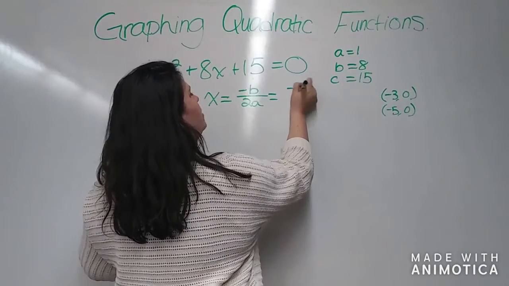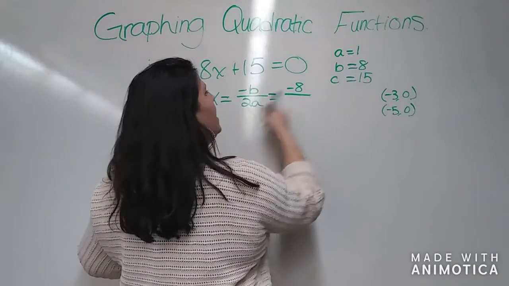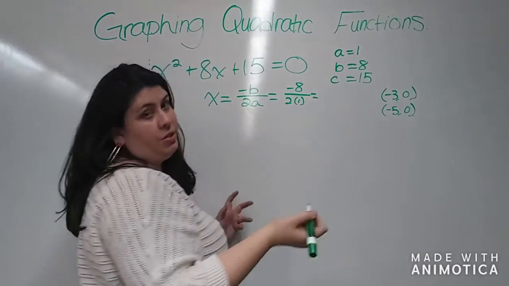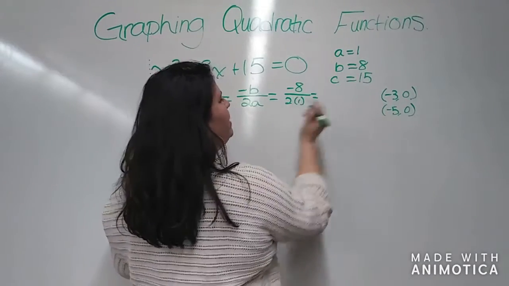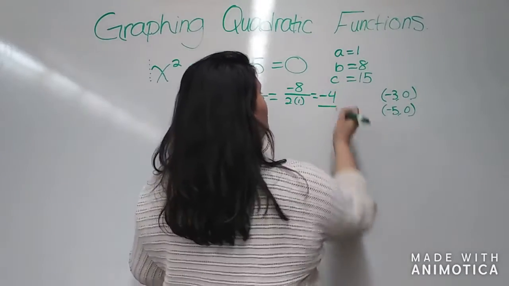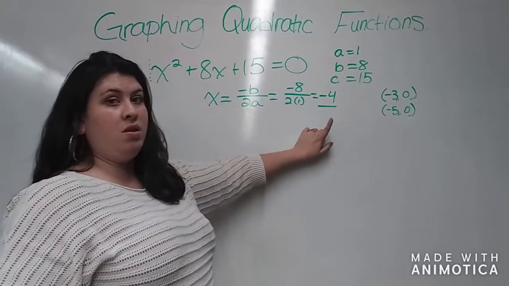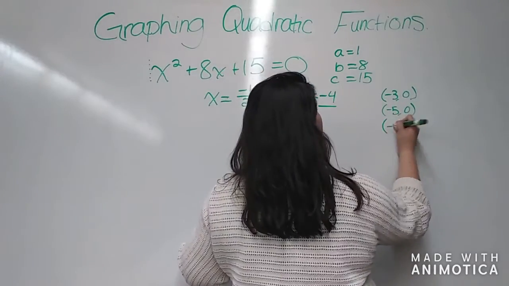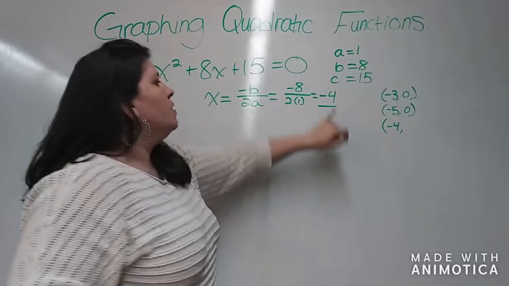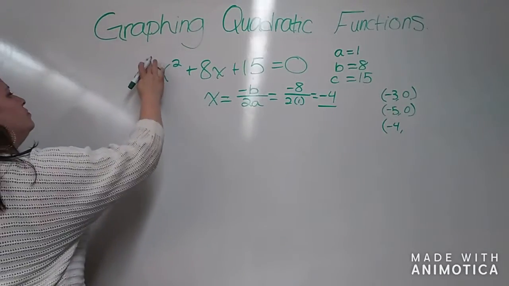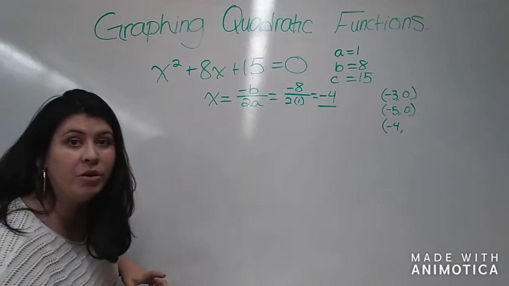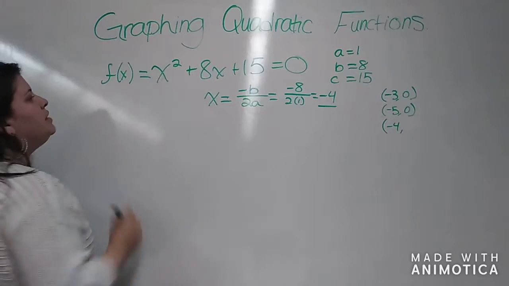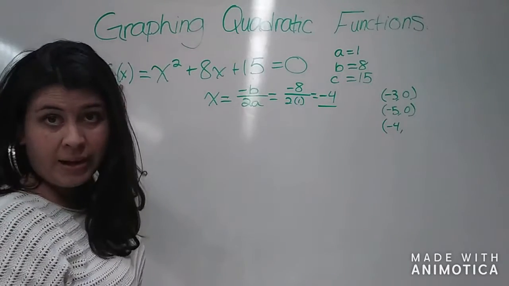Negative b would be negative 8. 2 times a, where a is 1, is just 2. Negative 8 divided by 2 is negative 4. Now wait a second, we need a coordinate. This is only one number. Well, that is the x-coordinate, the first part of our vertex, which is negative 4. Now if you remember, functions are written as f of x equals, well, f of x is just y.